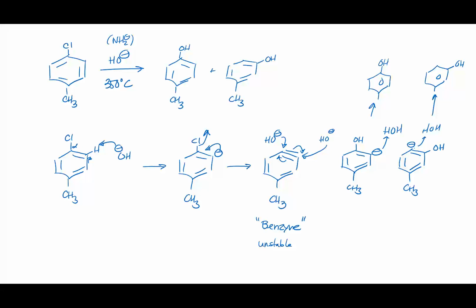So this is the mechanism. The benzyne is the intermediate that happens when you do nucleophilic substitution on an unactivated ring.